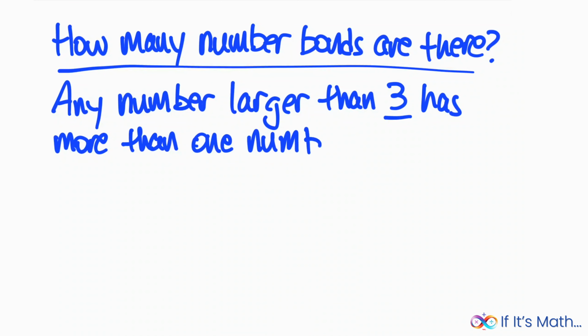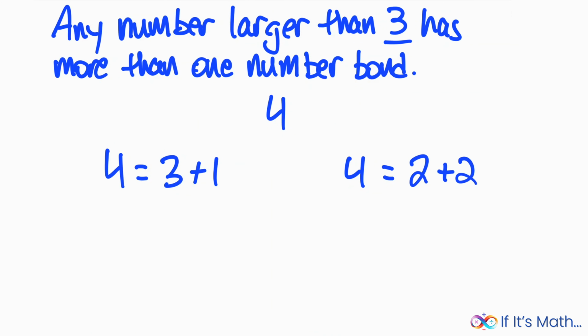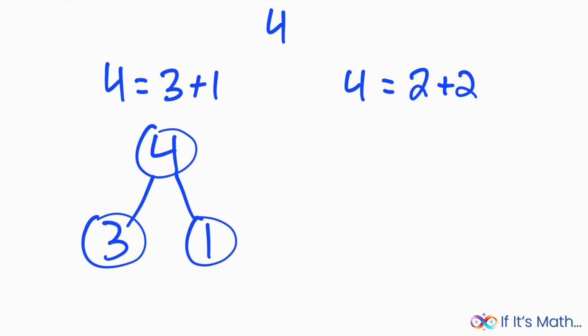When we think about an example, let's take a look at the number 4. We know that 4 equals 3 plus 1, but 4 also equals 2 plus 2. So that's going to lead us to these two number bonds, where 4 is connected to 3 and 1, and then 4 is also connected to 2 and 2.